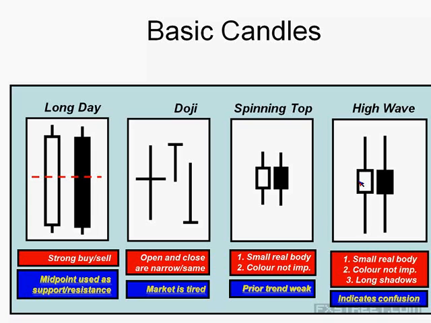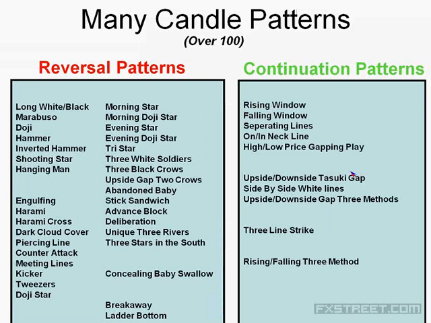This indicates confusion, basically. So whenever you see this, it just shows you the market opened, pushed really high, pushed really low, and then closed in the center or near the center. So it just shows you that there was a lot of volatility, big price swings, and in the end the market closed near the average of the day. Okay, so now we're going to switch on to the actual candlestick patterns.